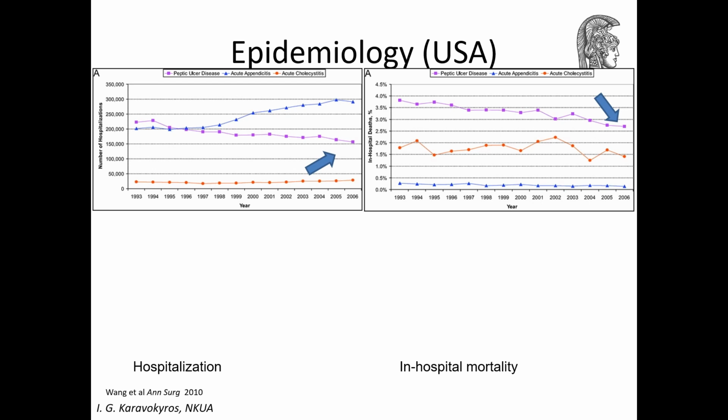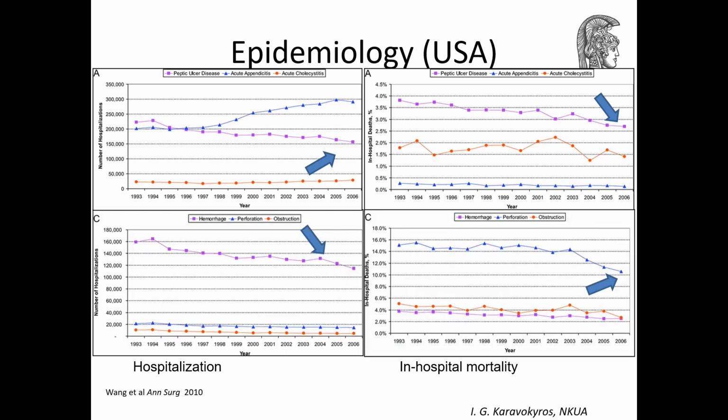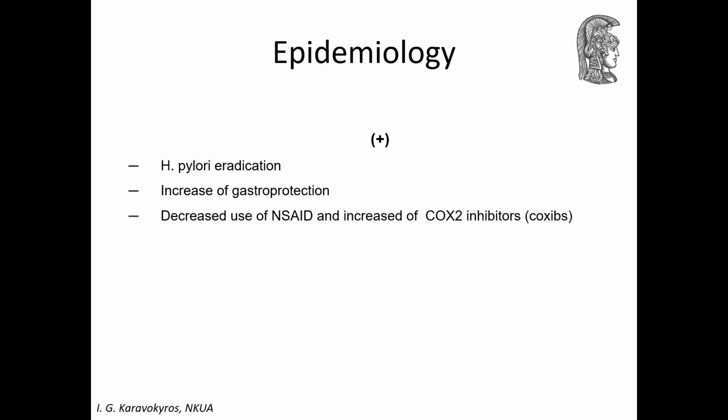This is attributed to the identification and treatment of causative factors and especially Helicobacter pylori. However, despite this reduction, both the need for hospitalization for upper gastrointestinal bleeding and in-hospital mortality from perforation remain high. The reduction of the ulcer incidence can be explained by the recognition of Helicobacter's role and its eradication, by the increasing use of gastroprotective drugs, by the switch from non-steroid anti-inflammatory drugs towards cyclooxygenase 2 inhibitors such as coxibs.